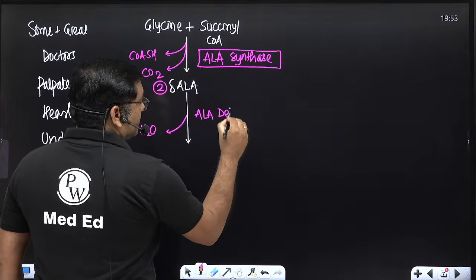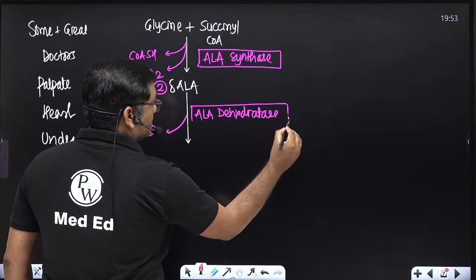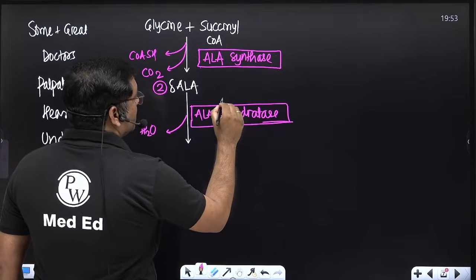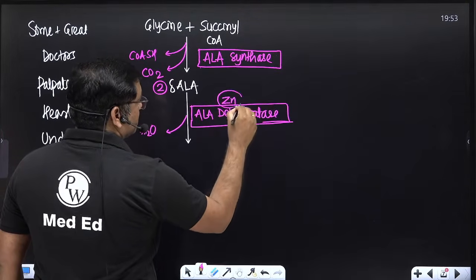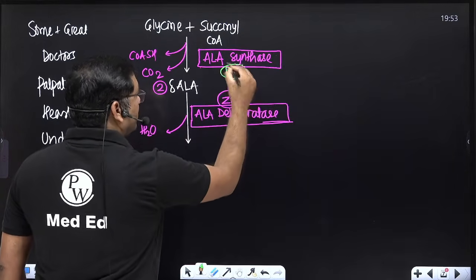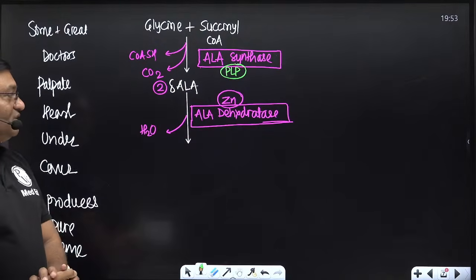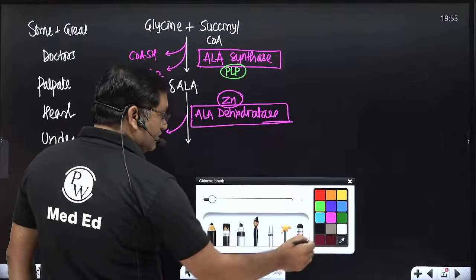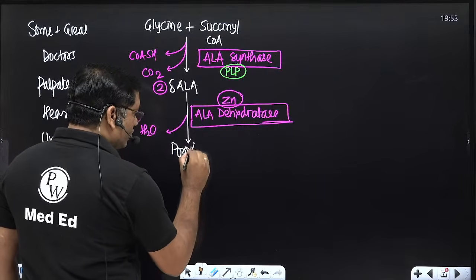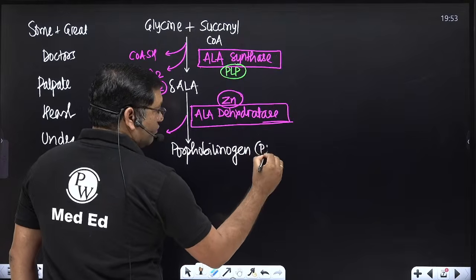This ALA dehydratase enzyme is dependent on zinc, and for ALA synthase, pyridoxal phosphate is required. So two molecules of delta amino levulinic acid condense to form porphobilinogen. Write the full name: porphobilinogen.